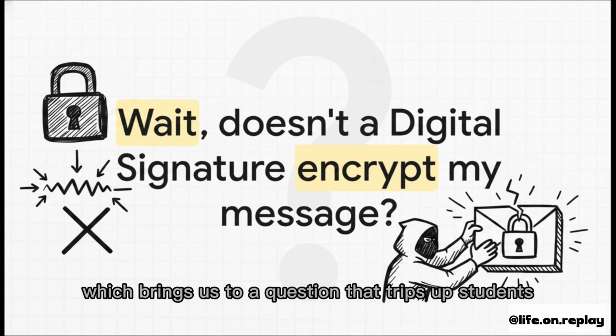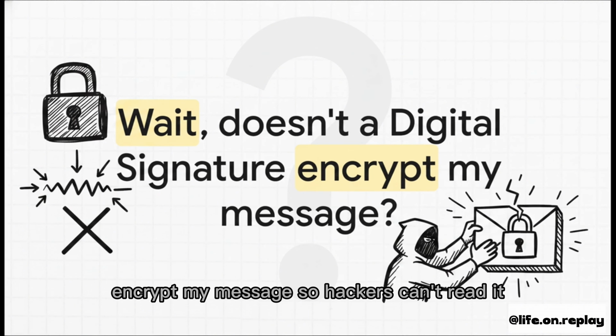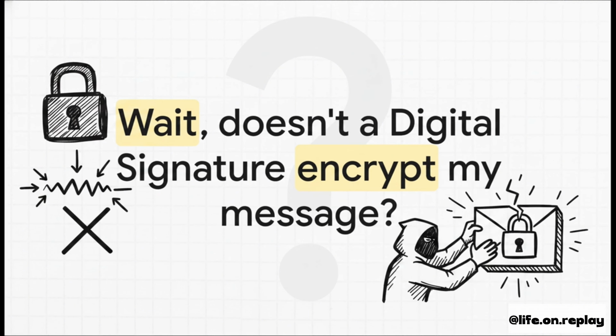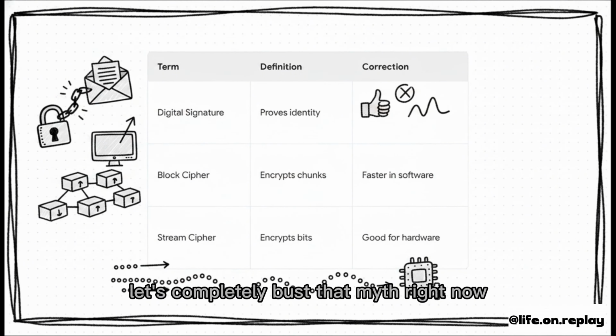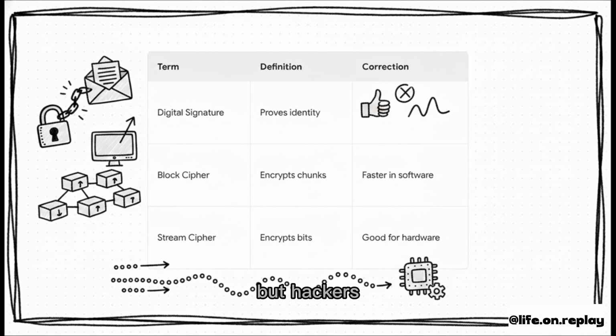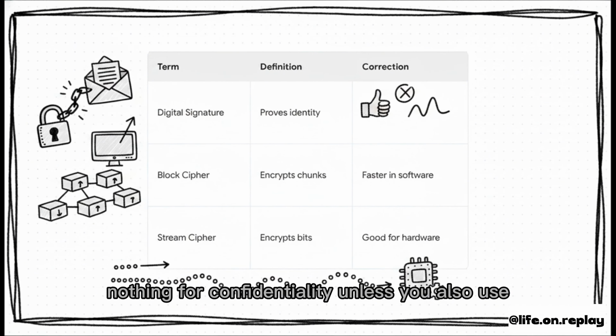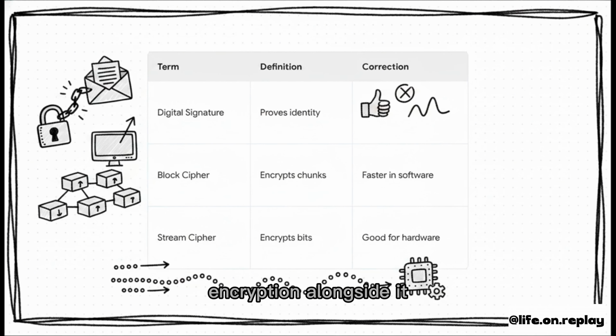Which brings us to a question that trips up students on every single test, without fail. You might be thinking, wait, doesn't a digital signature encrypt my message so hackers can't read it? Let's completely bust that myth right now. A digital signature proves identity and prevents changes, meaning it handles authentication and integrity. But hackers can still totally read the plain text message. It does absolutely nothing for confidentiality unless you also use encryption alongside it.